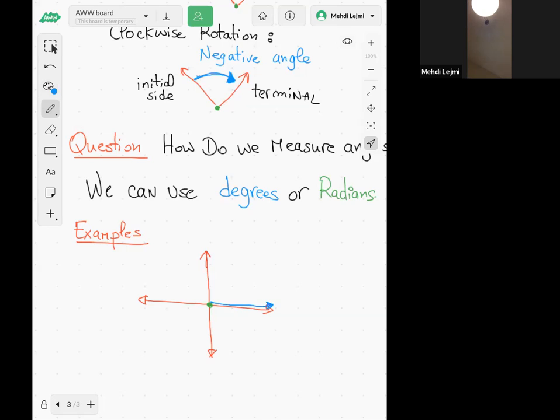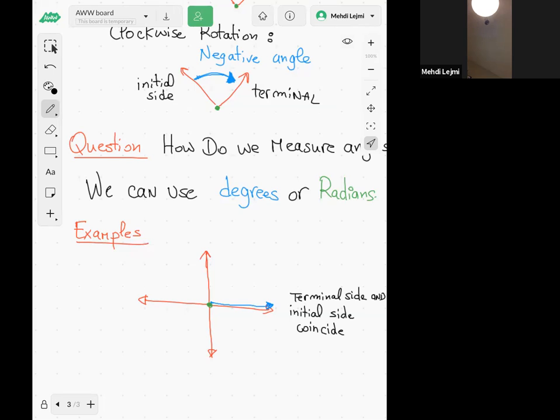If your initial and terminal side, so the red arrow here, that's my initial side, and what I'm saying is that my initial side and terminal side are the same here. The terminal side and initial side coincide.